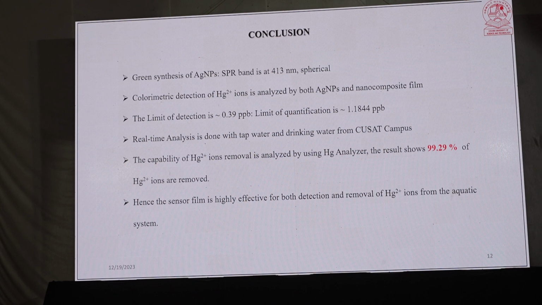Moving to the conclusion, I synthesized the silver nanoparticle by a greener method, with an SPR band of 430 nanometer, and spherical in shape. The colorimetric detection of Hg2+ is analyzed with both silver nanoparticles and the nanocomposite film. The limit of detection is about 0.39 ppb. When comparing with the previous literature, it is a better value than others. The limit of quantification is 1.18 ppb.